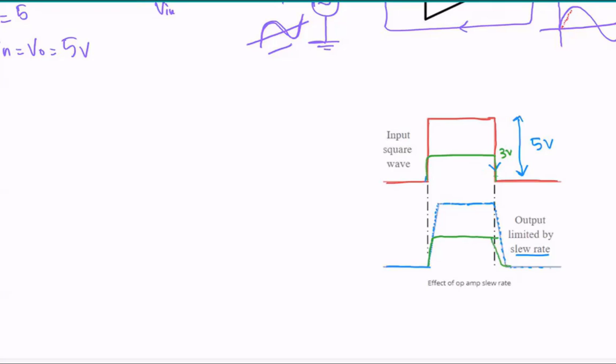Which one is closest to the input signal? The green one. The green one is actually closest to the input signal because, when I reduce the magnitude to 3 volts, that means a lot of this portion is basically voided out, right? Similarly over here, this portion is voided out. And now this is a lot closer to the blue line.